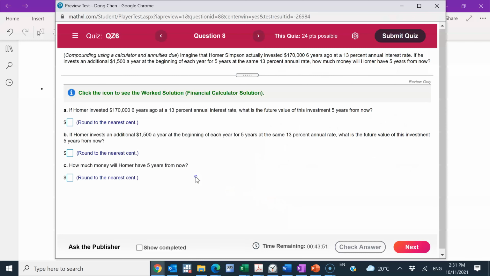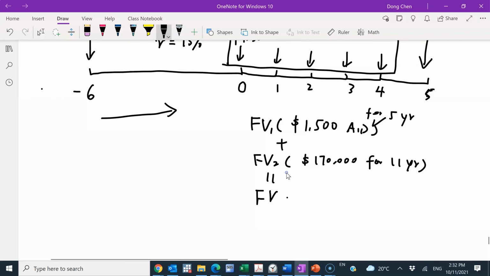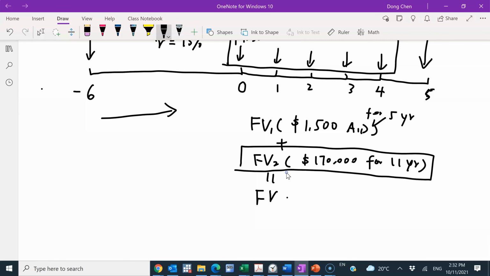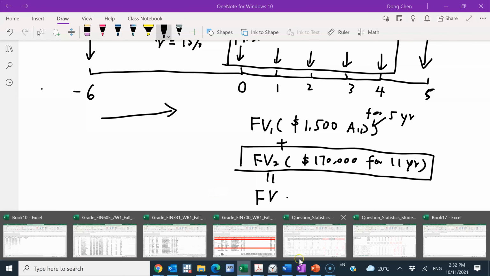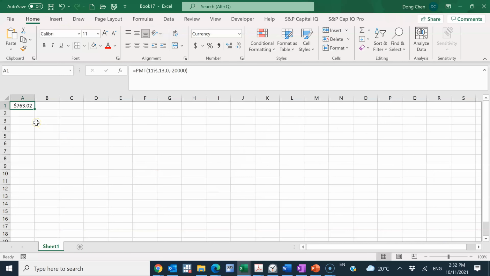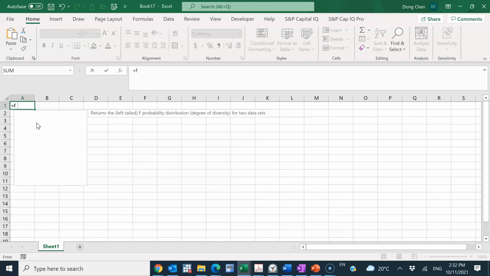So now, if we go back to the questions, part A: if Homer invested $170,000 6 years ago at a 13% annual interest rate, what is the future value of this investment 5 years from now? So basically, this is the second future value we are writing here. We're going to use Excel to help us get the answer. Let me erase that. So that's going to be future value.